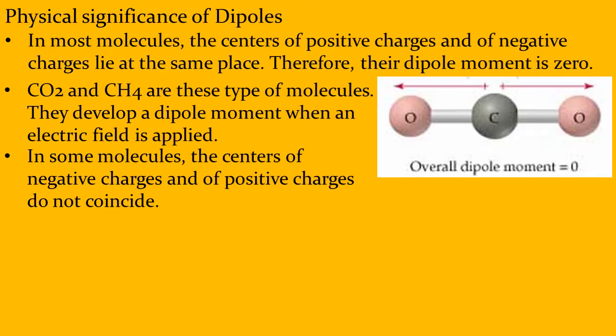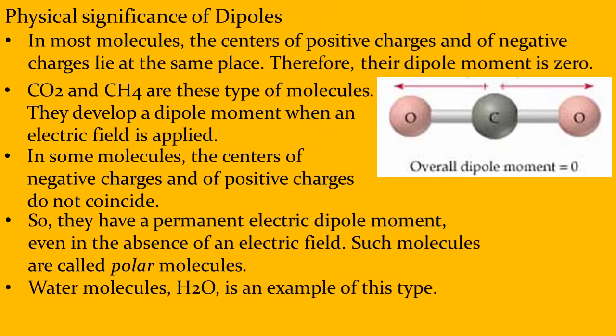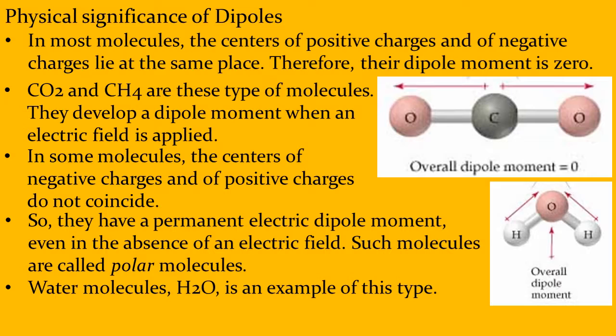Now, there are some molecules where the centers of negative and positive charges do not coincide. So they have a permanent electrical dipole moment. Even if I don't apply an electric field, these molecules have a dipole moment. Such molecules are called polar molecules. The water molecule is a common example of such a polar molecule.